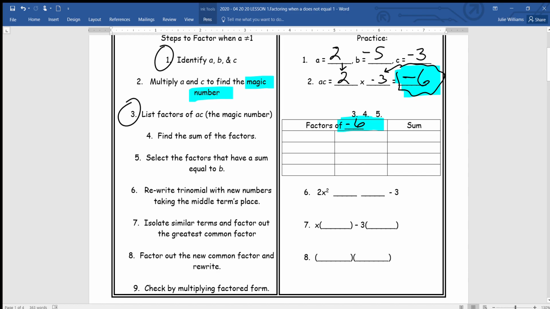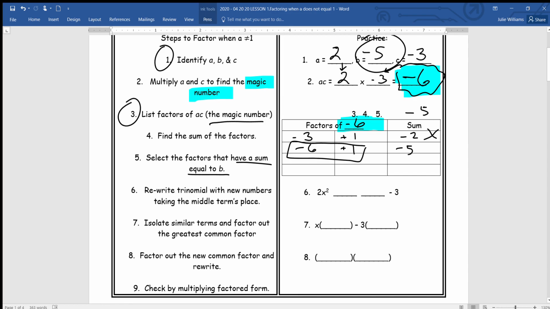All right, so we're finding factors of the magic number that have a sum equal to b, just like we did before. So our sum in this case has to be negative 5. Okay, so we could try negative 3, positive 1. That sum is negative 2. It's not that one. If you flip-flop that with a 3 and a negative 1, it'd be positive 2. Negative 6, positive 1. You multiply them together, equal negative 6, so that works. You add them together, you get negative 5. This one is the winner.